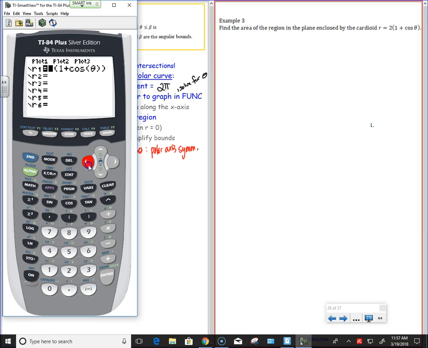Here's a feature I want you guys to get really used to in polar. I don't want you ever graphing polar with a straight line. I always want you graphing with the circle with the tail. Why? You can see the direction.